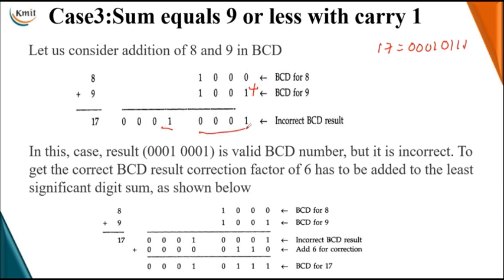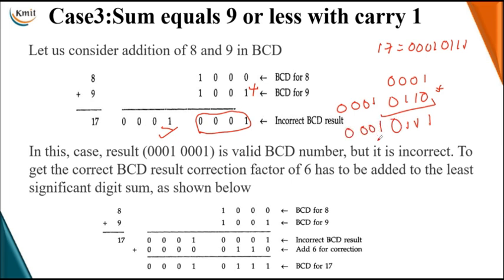Now the first 4-bit addition generates a summation which is less than 9, but it has generated a carry of 1. In this case also, we have to add 6 to the least significant digit addition. The least significant digit summation is 0001, hence add 6 to this and consider the carry as it is. Upon adding 6 to this 4-bit summation, 1 plus 0 is 1, 0 plus 1 is 1, 0 plus 1 is 1, 0 plus 0 is 0, and the carry with addition is 0. So it has now been corrected to the BCD summation of 17 as 0001 0111.